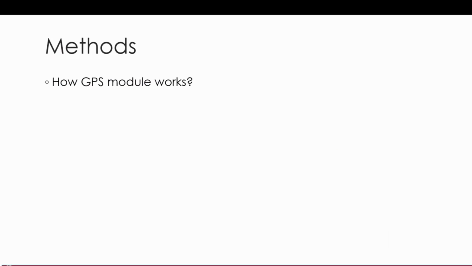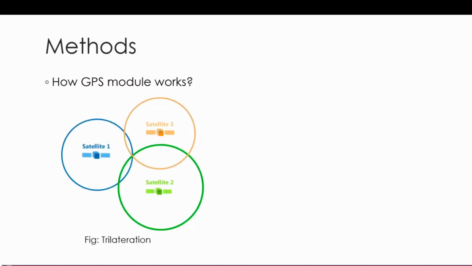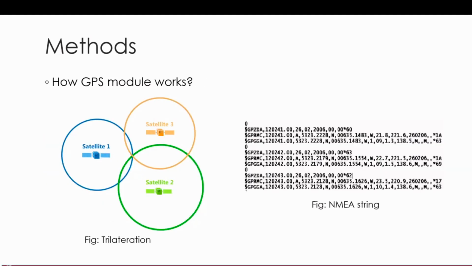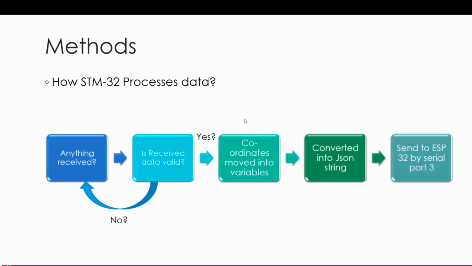I am going to explain how STM32 receives data from GPS module, processes it and sends data to ESP32 or Node MCU. At first, we look at how a GPS module pinpoints location. The method a GPS module uses for pinpointing location is called trilateration. The intersecting point of three satellites confirms a person's position. The data we get from a GPS module is in the form of NMEA string, which is illustrated in the figure on right side. So now, how does STM32 process data?